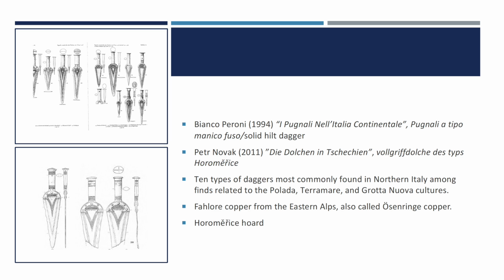These daggers are illustrated in Peter Novak's Die Dolken in Tschechien, and they have very similar decorations, up to the point of even the decorations on the blade of the dagger being almost identical.